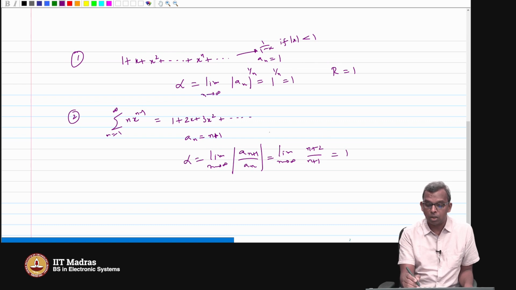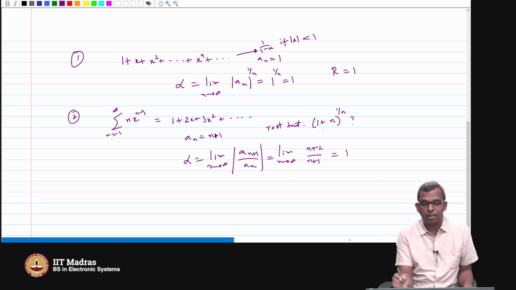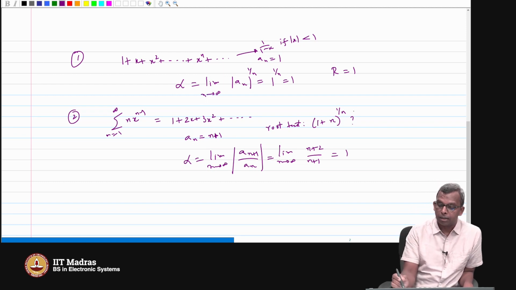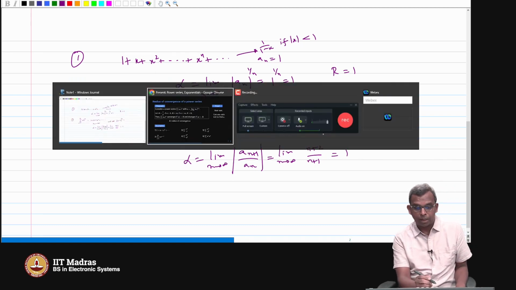If you try the root test, what happens? You will be stuck with some limit like (1 plus n) raised to the power 1 by n. You may know this, it's something slightly advanced. We will maybe see it a little bit later. But these kinds of limits are a little bit more confusing, but the ratio test gives you very, very simple answers, right? So this is the second one.